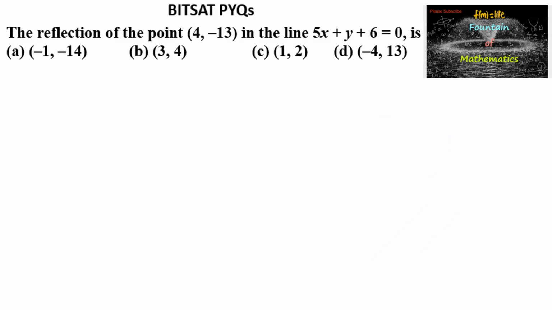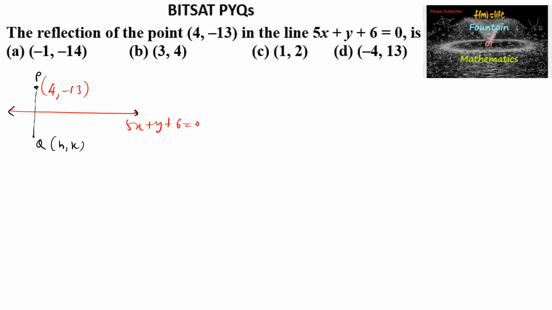We need to find the reflection of the point (4, −13) in the line 5x + y + 6 = 0. So let us consider Q(h, k) to be the image of this point with respect to the line 5x + y + 6 = 0.